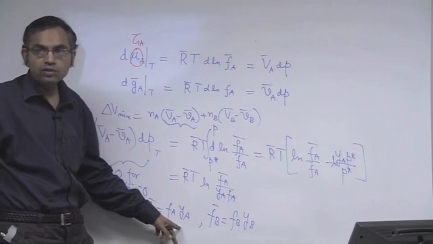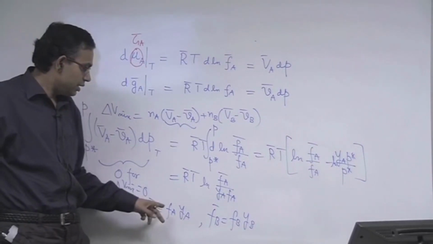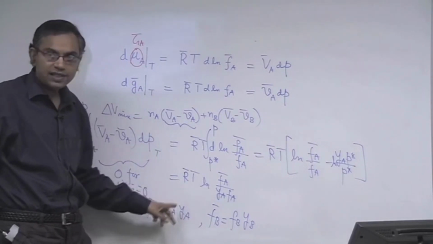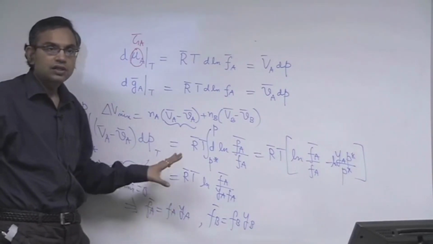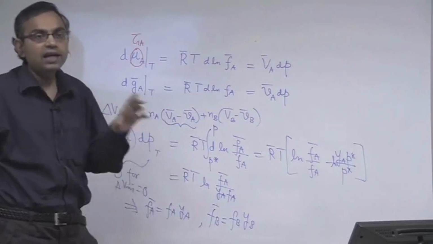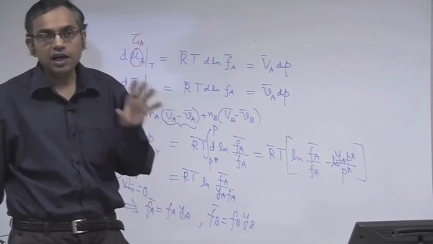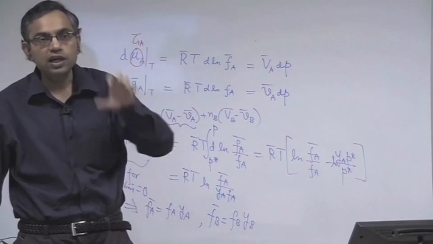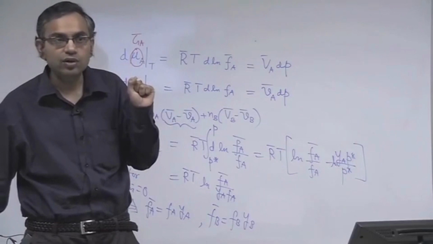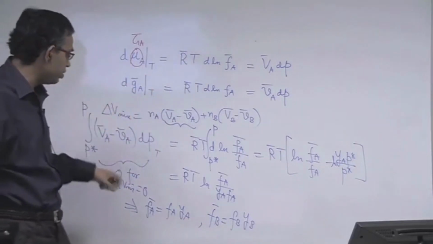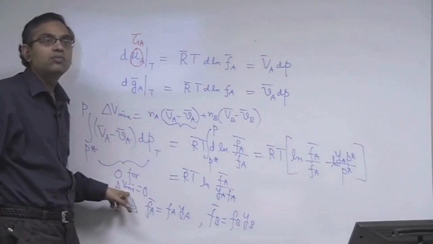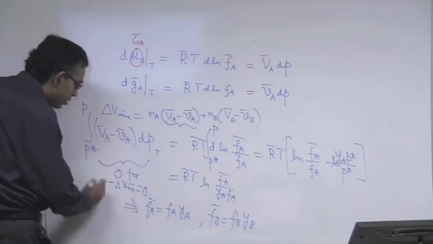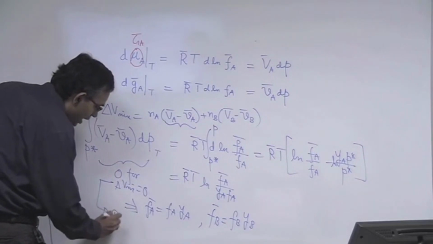It can be shown that for an ideal gas also the same thing is obeyed. That means ideal gas is a special case of an ideal solution. Ideal solution is a more general case. So what is the definition of an ideal solution? The definition of an ideal solution is when the change in volume due to mixing is equal to 0. So delta V mix equal to 0, this is the definition of ideal solution.